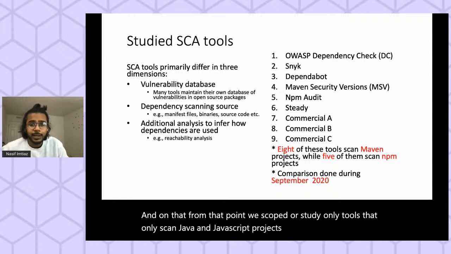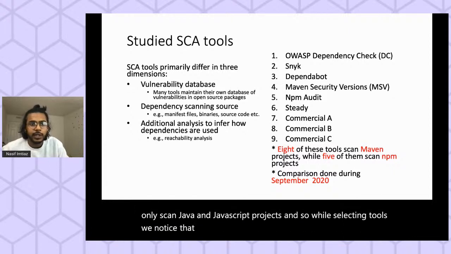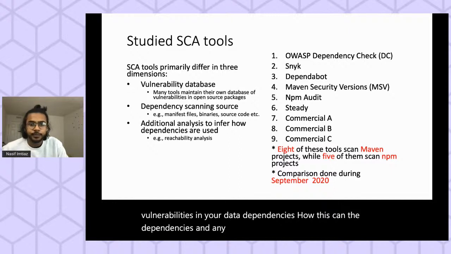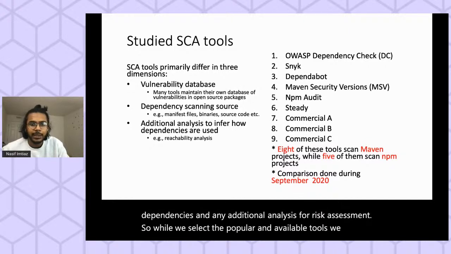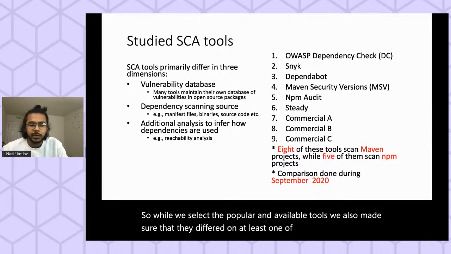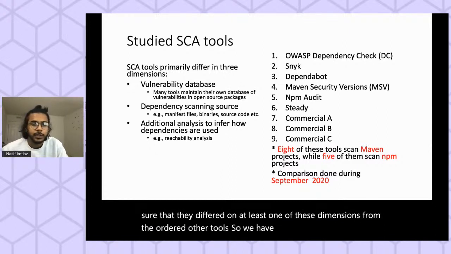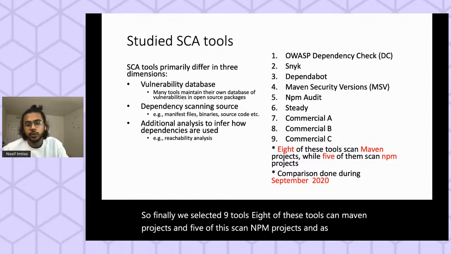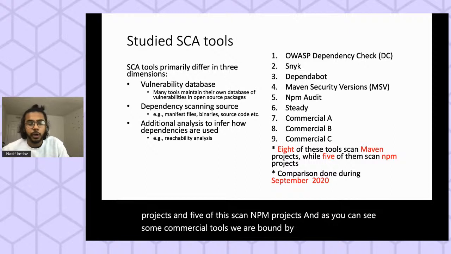And so while selecting SCA tools, we noticed that they can differ in three dimensions: what vulnerability database they use to report the known vulnerabilities in your dependencies, how they scan the dependencies, and any additional analysis for risk assessment. So while we selected the popular and available tools, we also made sure that they differed on at least one of these dimensions from the other tools, so we have a comprehensive comparison. So finally, we selected 9 tools. 8 of these tools scan Maven projects, and 5 of them scan NPM projects. And as you can see, some commercial tools were bound by the terms of use to not reveal their names.